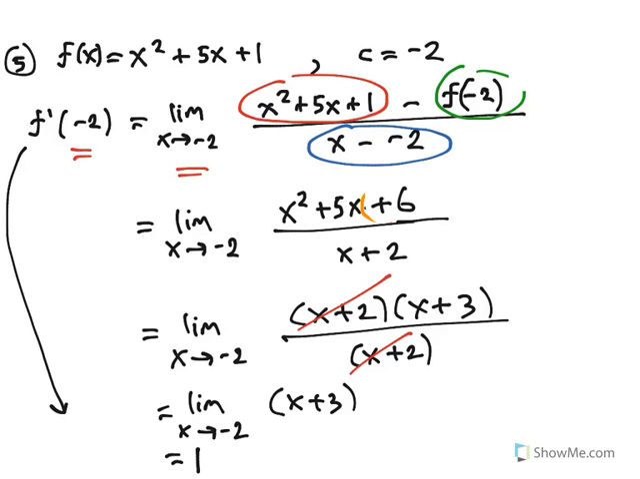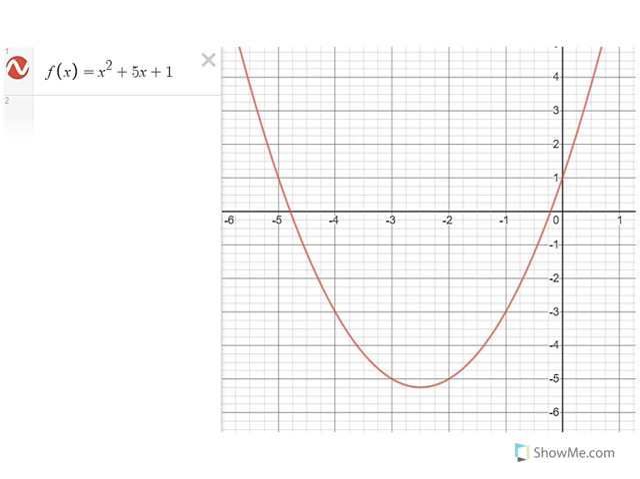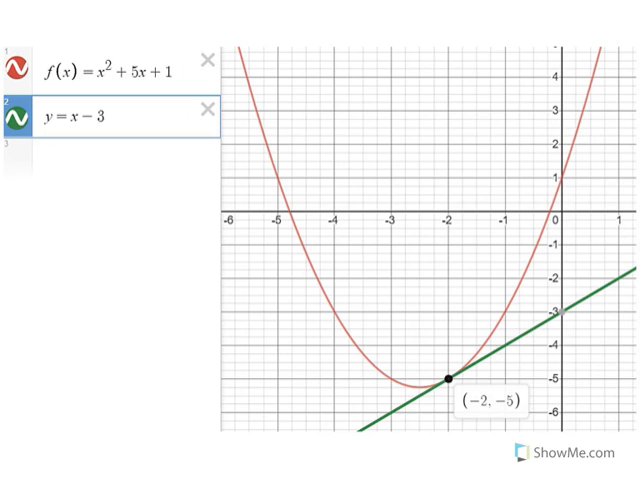And what is that equal to? Of course, that is equal to the derivative of the function f at x equal to -2. That is, in fact, equal to 1. And what does this tell us? It tells us the slope of the tangent line to the graph of f at x equal to -2. So here we have the graph of the function f of x. And here we have the graph of the tangent line to the graph of f at x equal to -2. The slope of this tangent line was given by the derivative of the function f evaluated at -2, which we found to be 1.